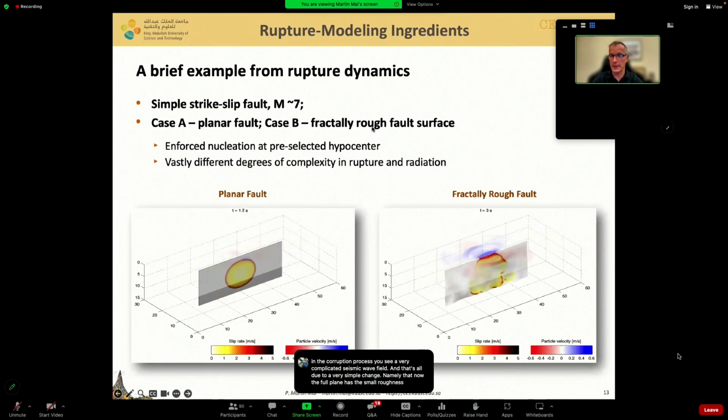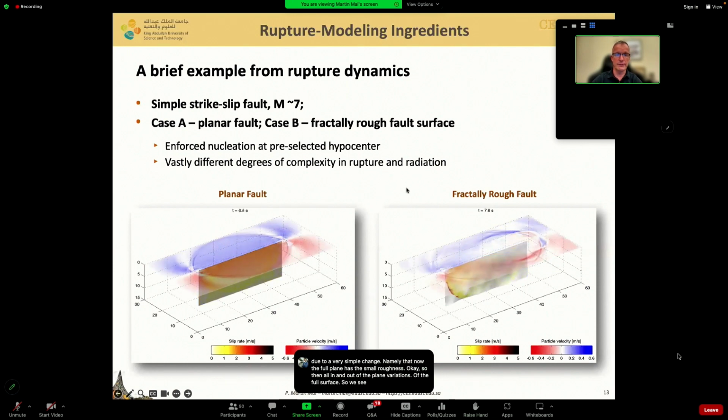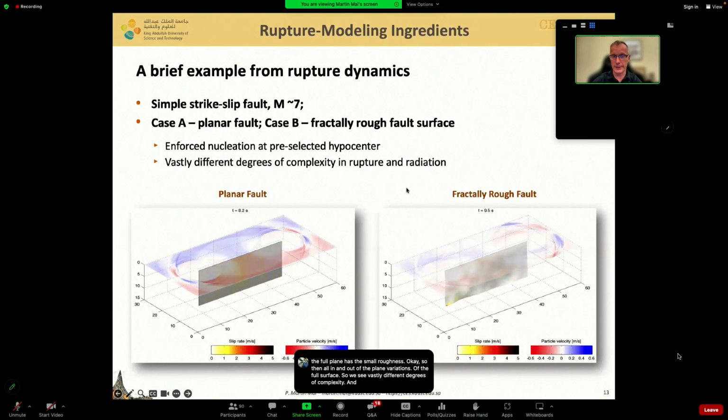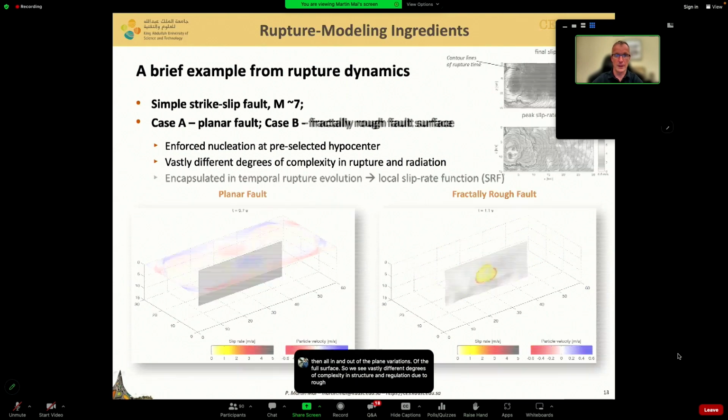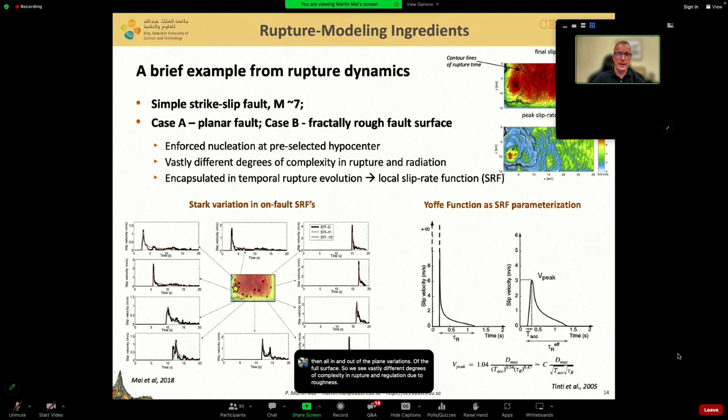Okay, so there are in and out of the plane variations of the fault surface. So we see vastly different degrees of complexity in rupture and radiation due to roughness. And that's actually encapsulated in the temporal rupture evolution and the local slip rate function. So on the top right, I show the final slip and the peak slip rate, as well as the contour lines of rupture time for a similar case. You see it's very complicated for a rough fault.